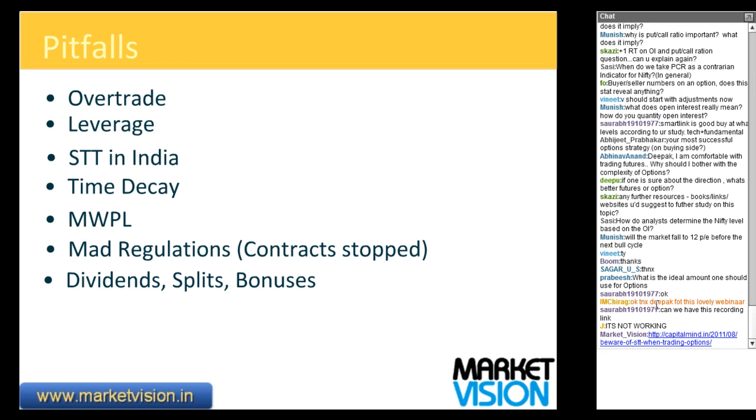Splits and bonuses will usually not affect you, but let's say a stock has a 1:10 split, so one share becomes 10 shares. Your lot size was 250, now the lot size becomes approximately 2,500. So things change dramatically in that context. There are small things you need to be careful about. I don't have much time to explain what happens when a split or a bonus happens, but around splits and bonuses, options tend to trade very violently as well.